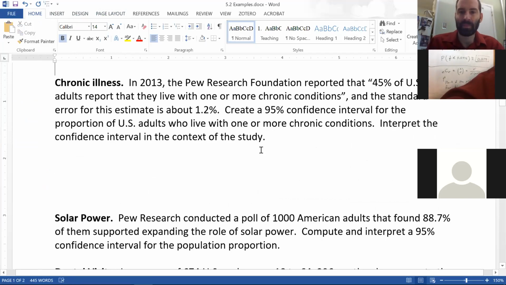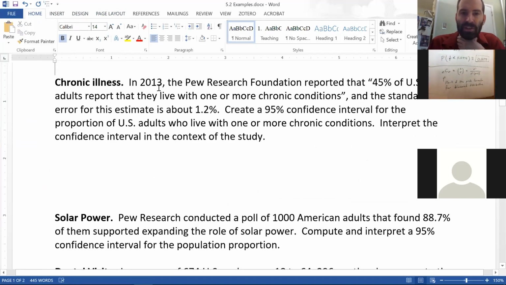So, in 2013, the Pew Research Foundation, a real foundation, reported that 45% of US adults report that they live with one or more chronic conditions. And the standard error for this estimate is about 1.2%. So they gave us the standard error. Ordinarily, you'd be computing this, but let's just take it that we have it given to us here. Create a 95% confidence interval for the proportion of US adults who live with one or more chronic conditions. Interpret the confidence interval in the context of the study.